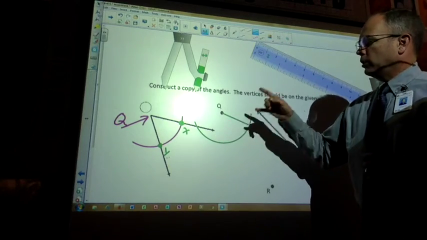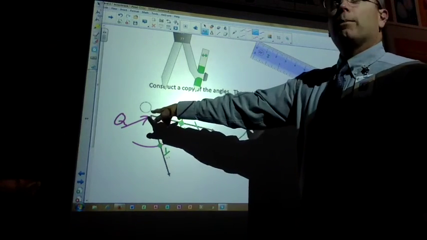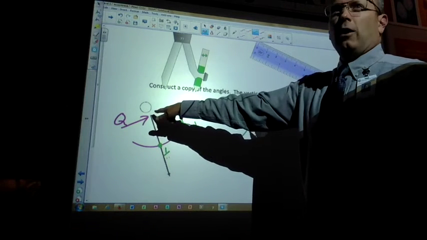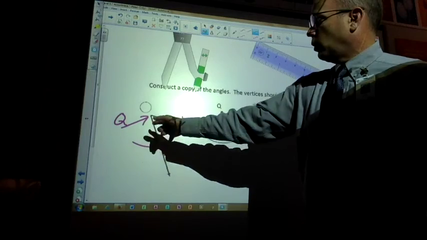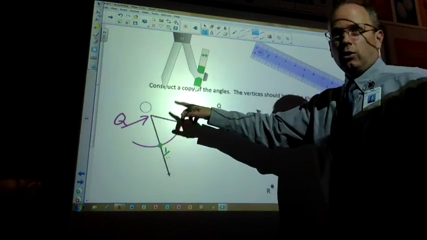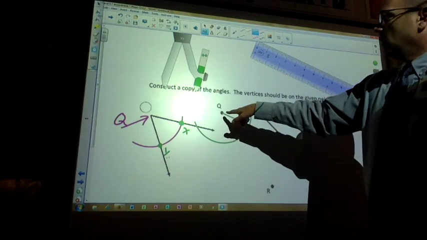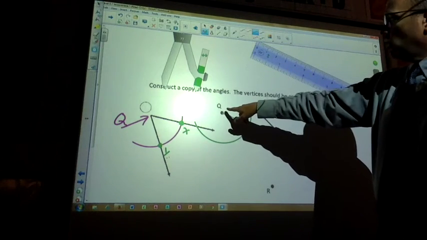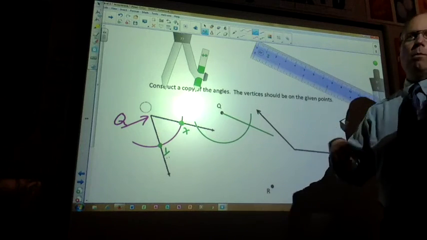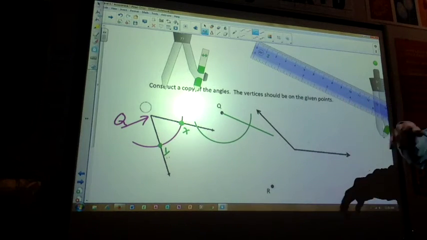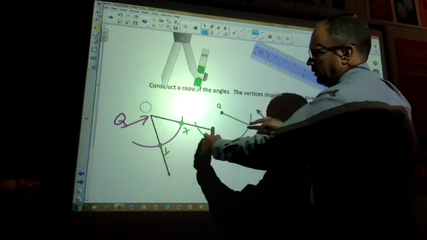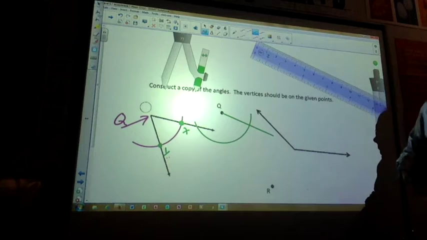Okay, so what I did is I had my compass, my point was on point Q. I opened up my compass a certain distance, and I swung an arc which hit the two lines that made the angle twice. Kept the compass the same distance open, came over here and swung a big arc, a larger arc than what I drew before. This one is obviously much bigger.